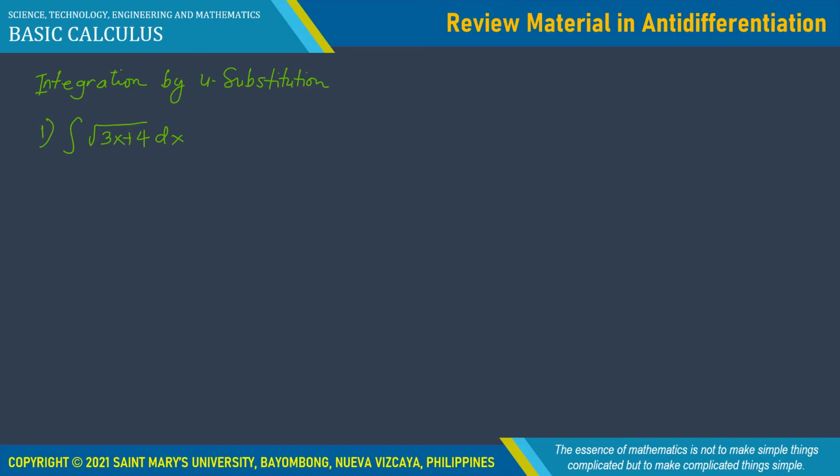So, minsan, hindi sapat yung mga basic integration rules sa pagkuha ng integral ng function. Kaya meron tayong additional na method na tinatawag nating integration by u-substitution. So, halimbawa natin na una, the integral of square root of 3x plus 4 dx. Ang una natin gagawin, mag-identify tayo ng function na gagamitin natin yung u as a substitute of that function. So, we will let u equal to 3x plus 4. And after that, we will take the derivative. So, the derivative of u is du.